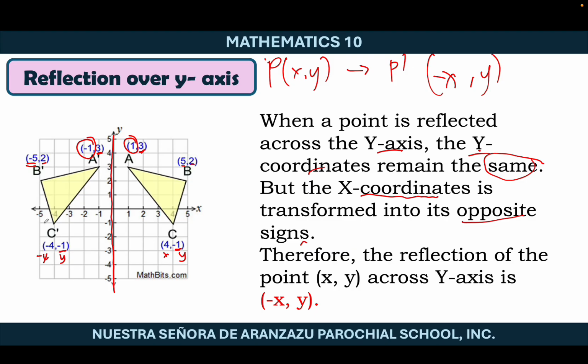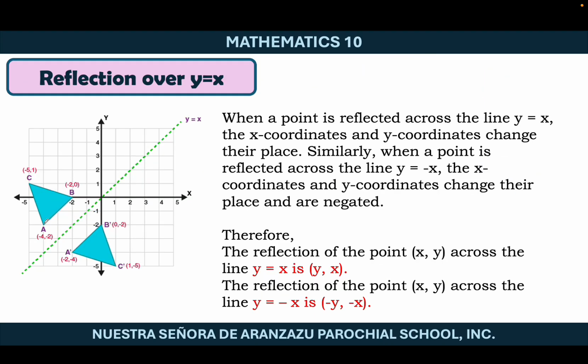So, is this second rule clear? Let's discuss the next rule. The reflection over y is equal to x. So, when y is equal to x, the line of reflection goes diagonal like this one, rising. So, when a point is reflected across the line y is equal to x, our rule is that the x-coordinates and y-coordinates change their place.